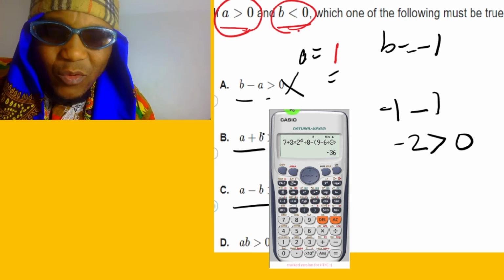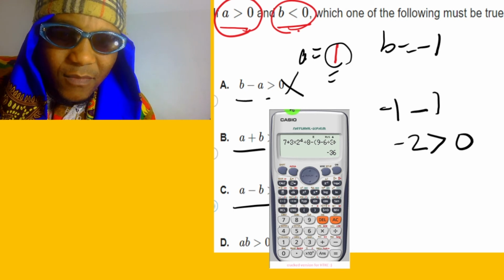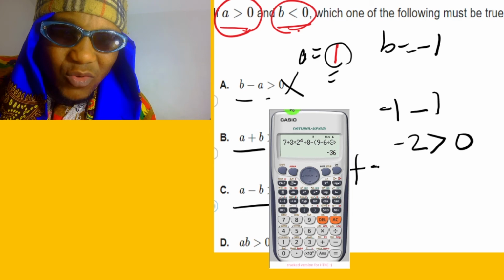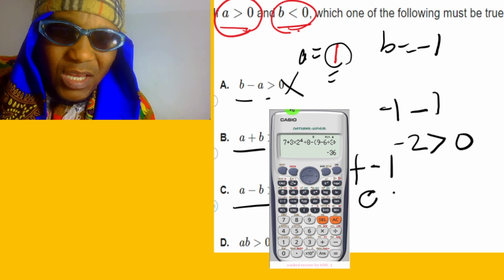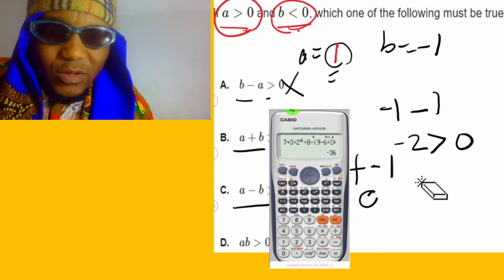Now we go for the second one. A plus B. What is A? A equal to 1 plus B. What is B? B equal to negative 1. This is going to give us 0. Is 0 greater than 0? No, it's not true. Wrong. So now we go for the next one.